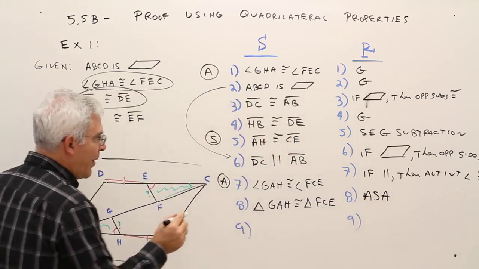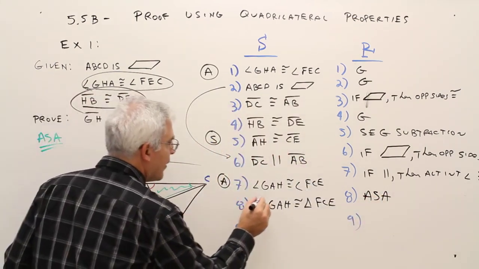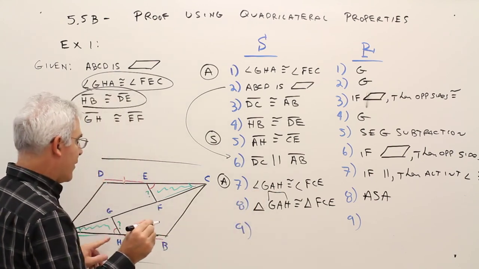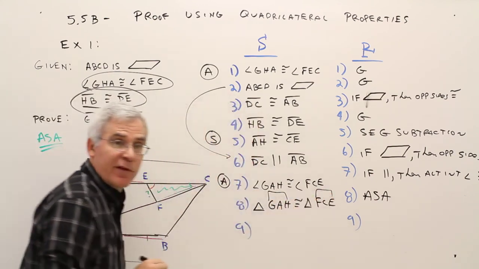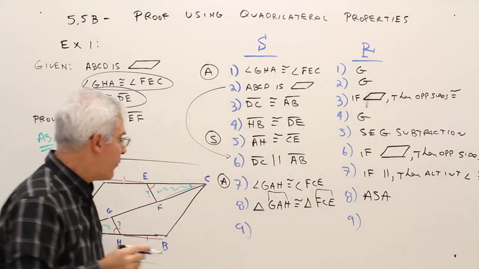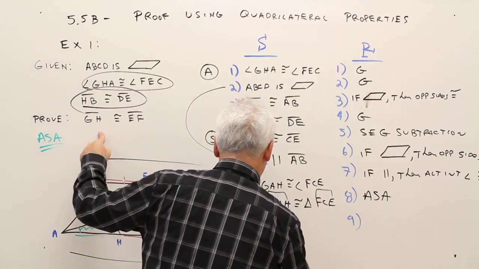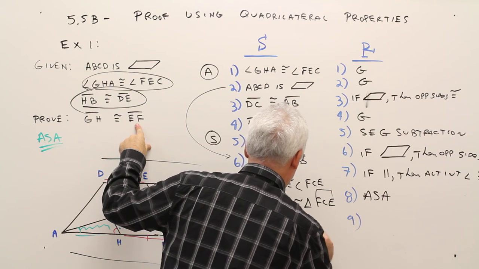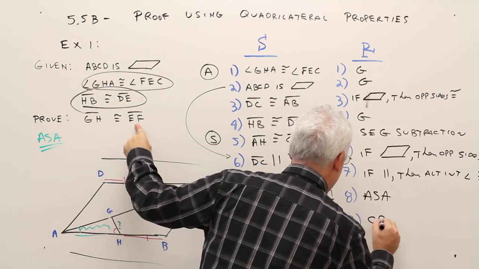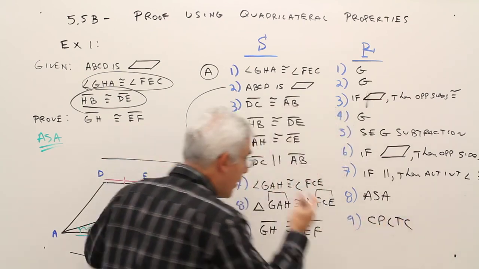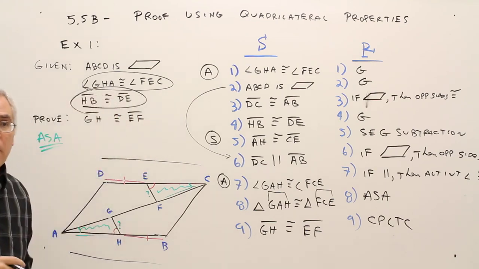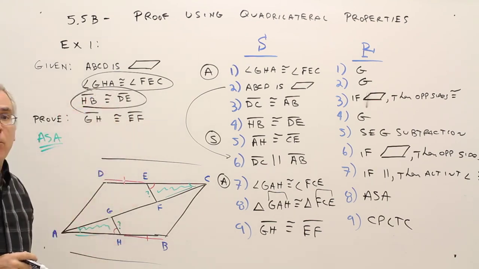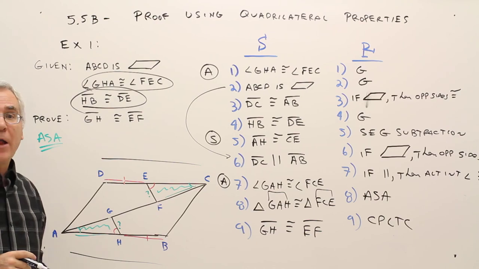And then let's see if I can get the parts. So I've got first and last. So first and last, that makes sense with the ordering. So segment GH is congruent to segment EF by CPCTC. Whew. So there you have it, how to do a proof using quadrilateral properties.